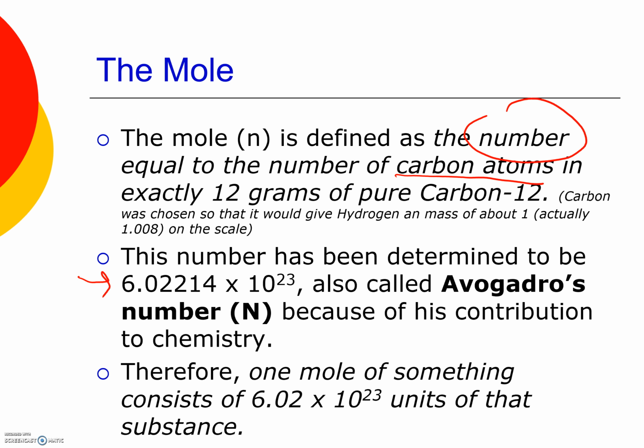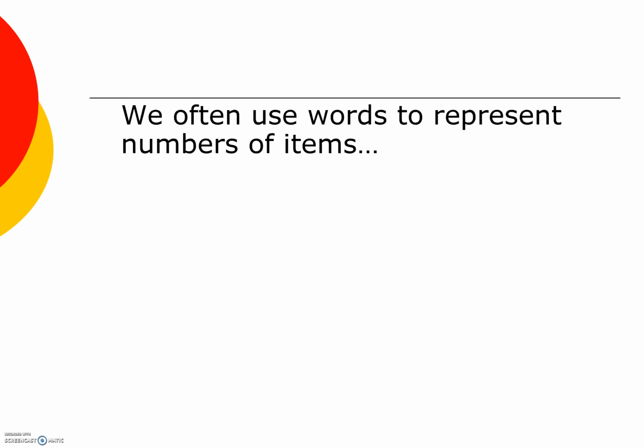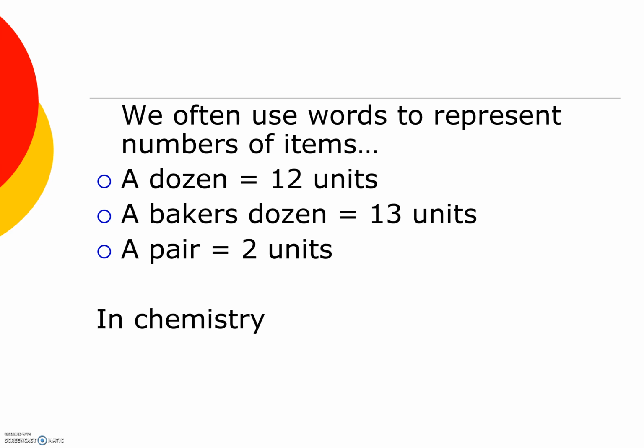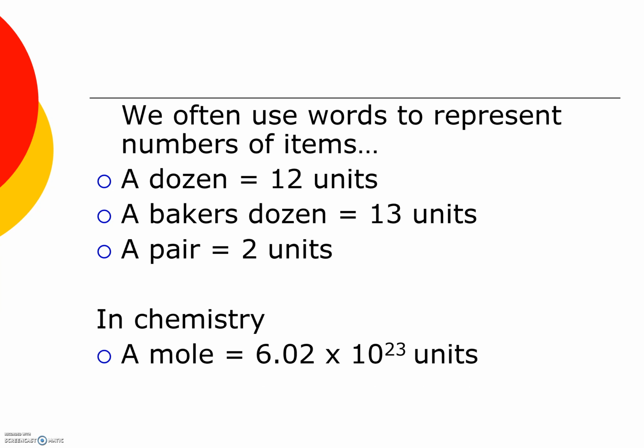So therefore, this is the most important thing to take away from this. 1 mole of something consists of 6.02 times 10 to the exponent 23 units of that substance. So it's really important to remember that the mole is just a word that represents that number. And we often have different ways of using words to represent numbers. For example, we know a dozen equals 12 units. A baker's dozen equals 13 units. A pair is 2. And in chemistry, because we're dealing with such small entities, a mole is equal to 6.02 times 10 to the exponent 23 units.